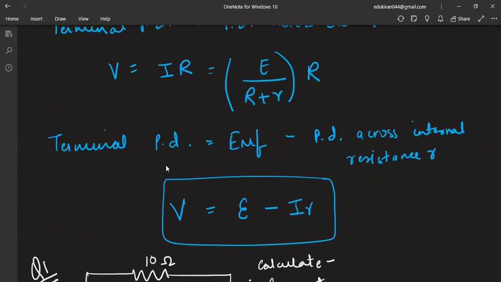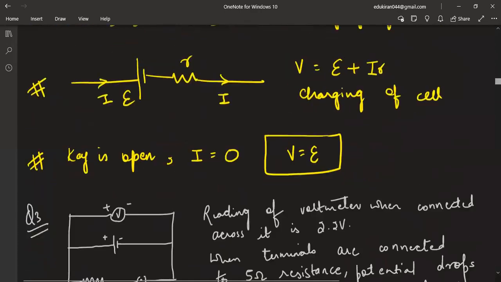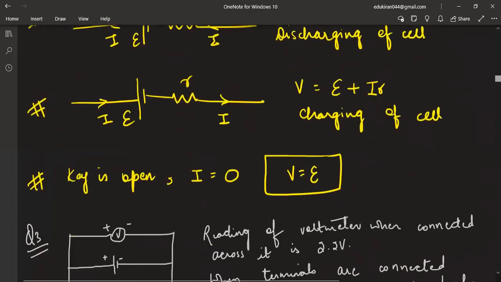And this is also a very important formula, terminal potential difference, which says that it is the EMF minus the potential difference across the internal resistance. So V is equal to E minus I r. This formula will also be used. I think most of the theory part we have discussed.